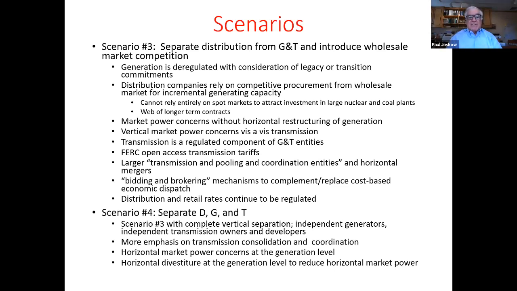And again, in this scenario, we didn't anticipate retail competition except for very large customers who we assumed would purchase directly in the bulk market. And finally, the fourth scenario is very much like the first, except it completely restructures vertically. We have complete vertical disintegration, independent generators and independent transmission owners and developers.